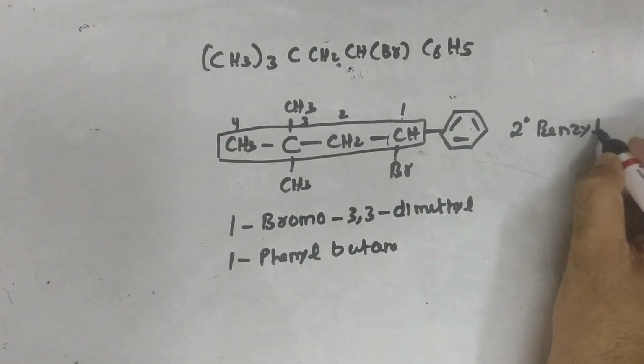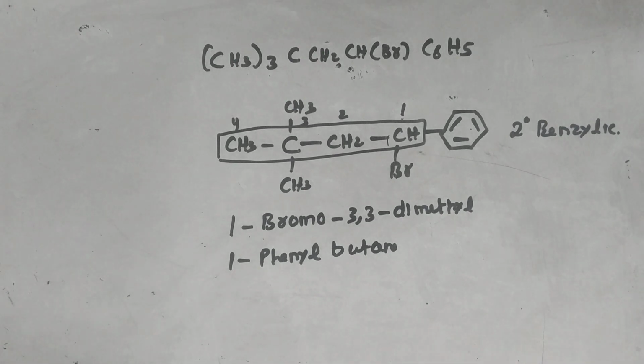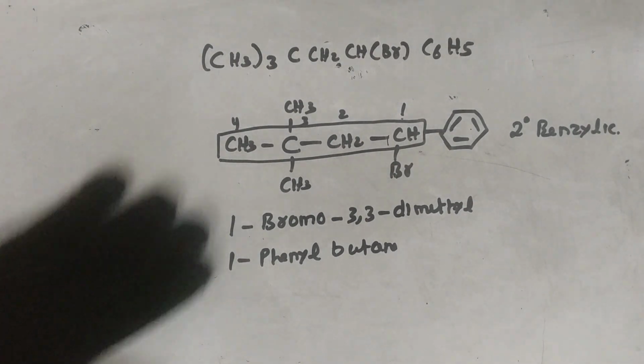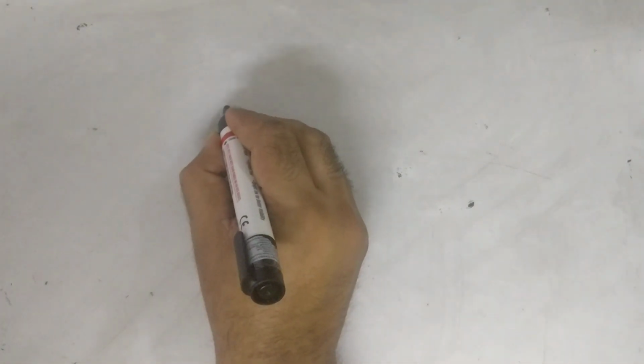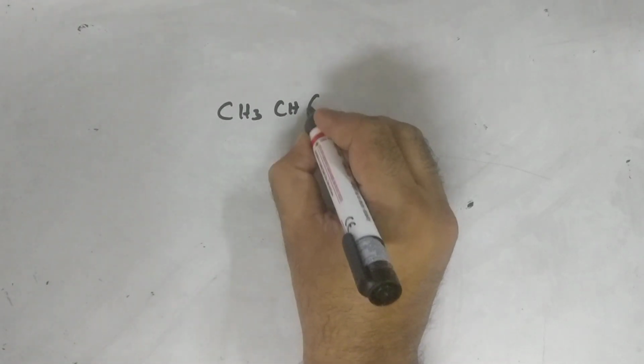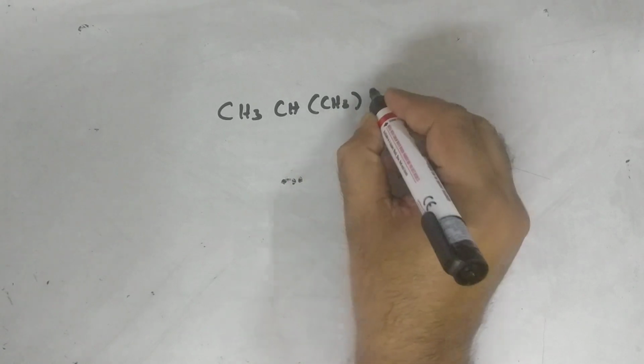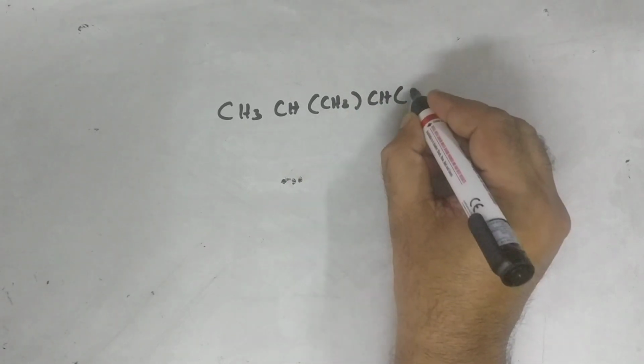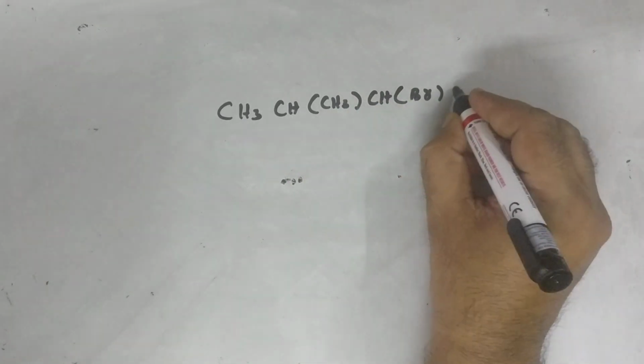It's a benzylic halide in which halogen and benzene are separated by one sp3 hybridized carbon. So this was a good example. You should try afterwards on your own also. Now let's see the next example. The next example given to us is like this: CH3, CH, CH3, CH, Br, CH3.